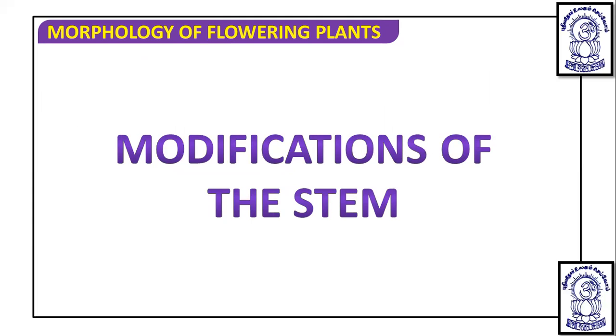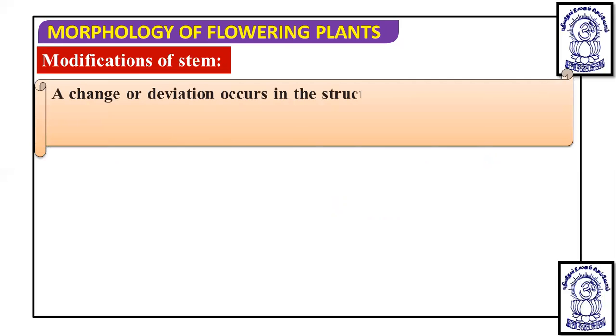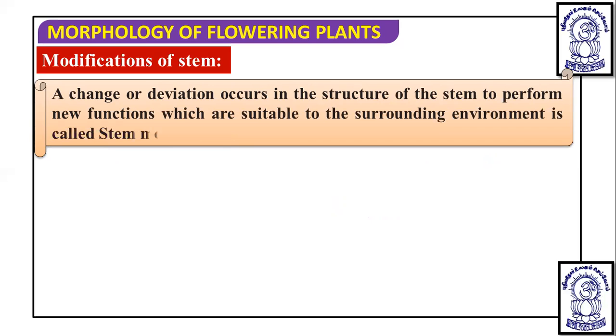Now, after understanding the stem, its functions, its structure, the morphological view of the stem, node and internode, in this part we are going to talk about the modification of the stem. When we understand the modification of the stem, first, a modification of a stem is a change or deviation that occurs in the structure of a stem to perform a new function.